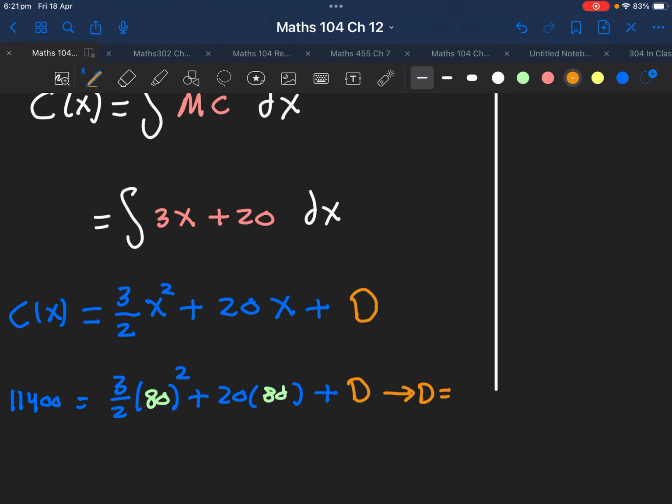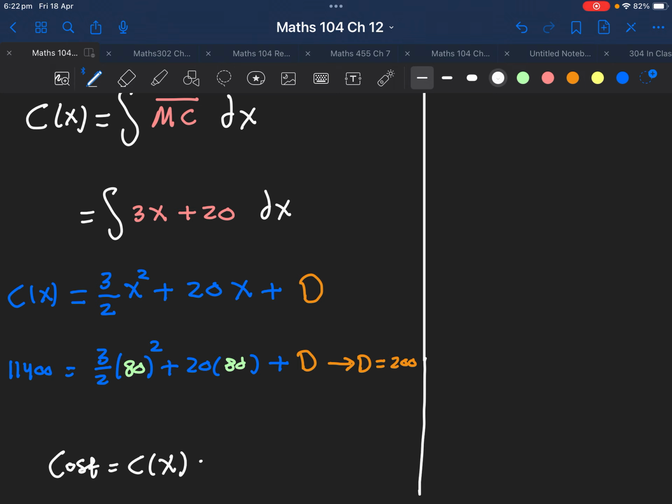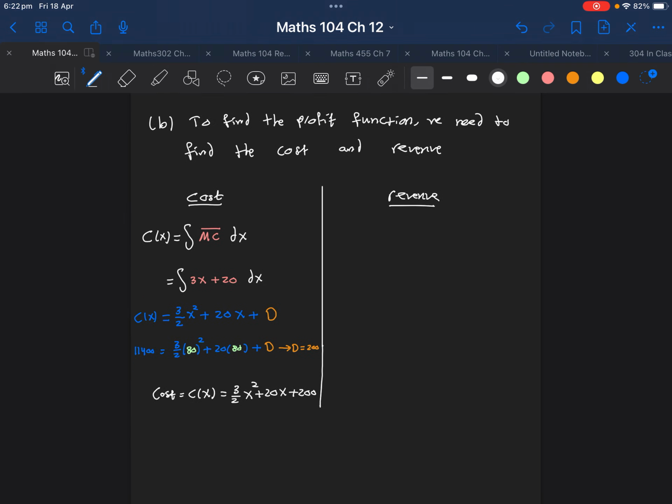D equals $200. So the cost, finally, which is C of x, equals 3 over 2 x squared plus 20x plus 200. That is the cost function.